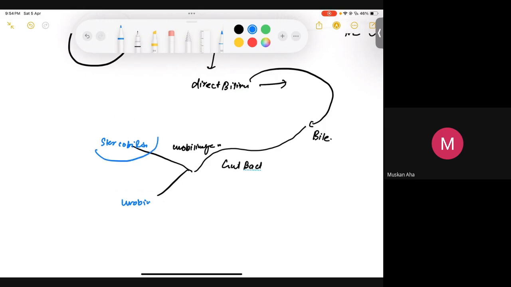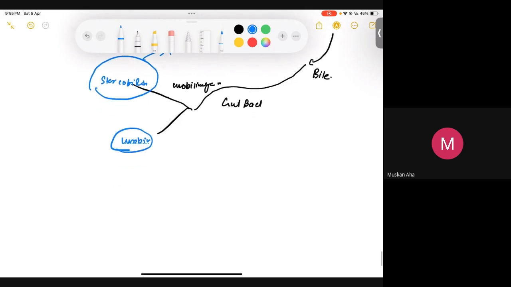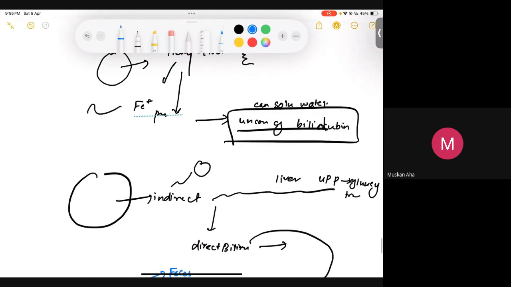The stercobilin is released in the feces, and the brown color of the feces is basically due to stercobilin. Is that clear? The urobilin can be reabsorbed into your blood and excreted in the urine, giving the yellow color of urine. Is that clear? Let me just repeat this cycle again. We have hemoglobin.